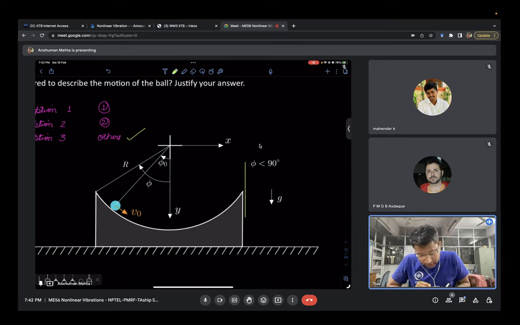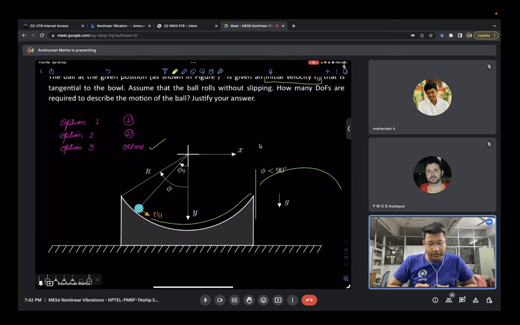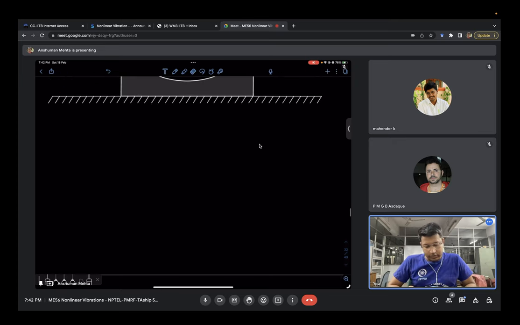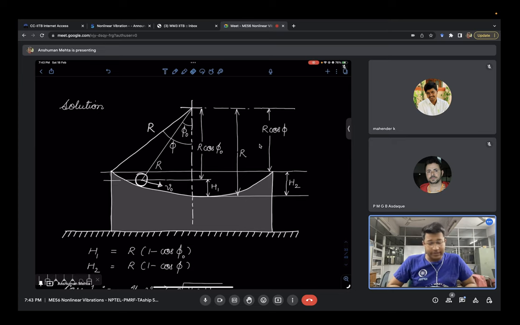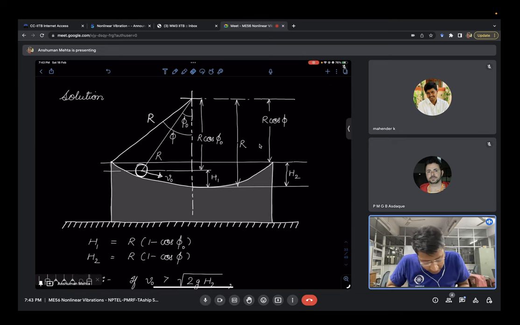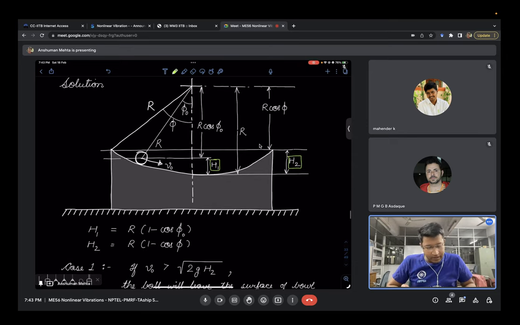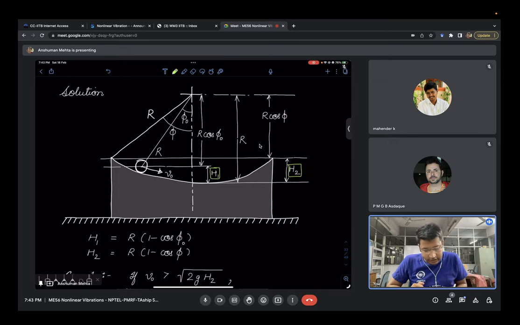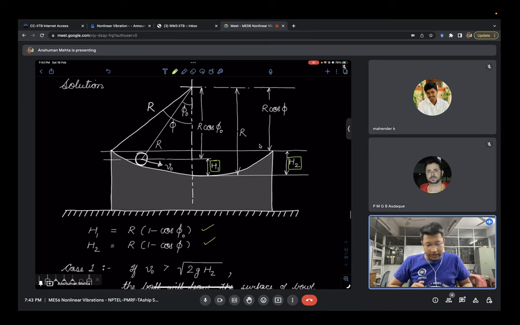Up to this point it's constrained by this, then after this it will be constrained by gravity. So there are two different constraints used, and hence we cannot comment on the degree of freedom at this point. Simply put, mathematically we can say there are two heights, h1 and h2. h1 is the height where it is right now, and h2 is the maximum height of this bowl. Since it is a circle, we can relate h1 and h2 to the radius and theta.